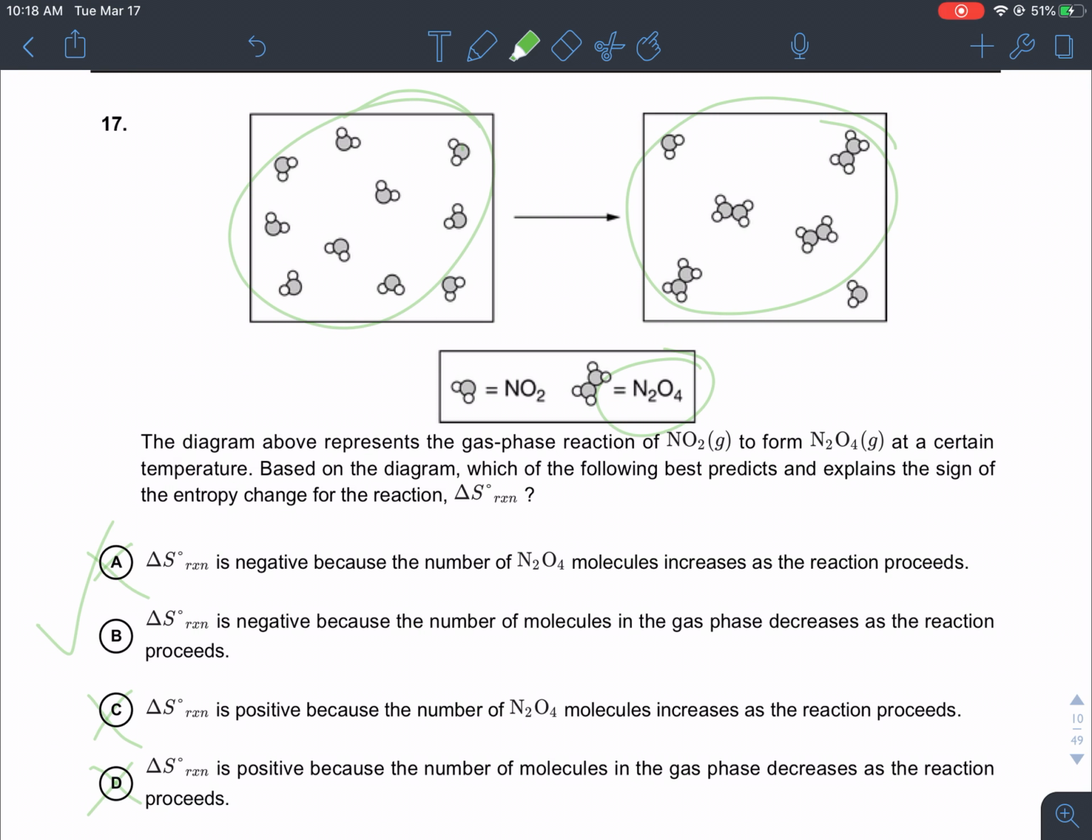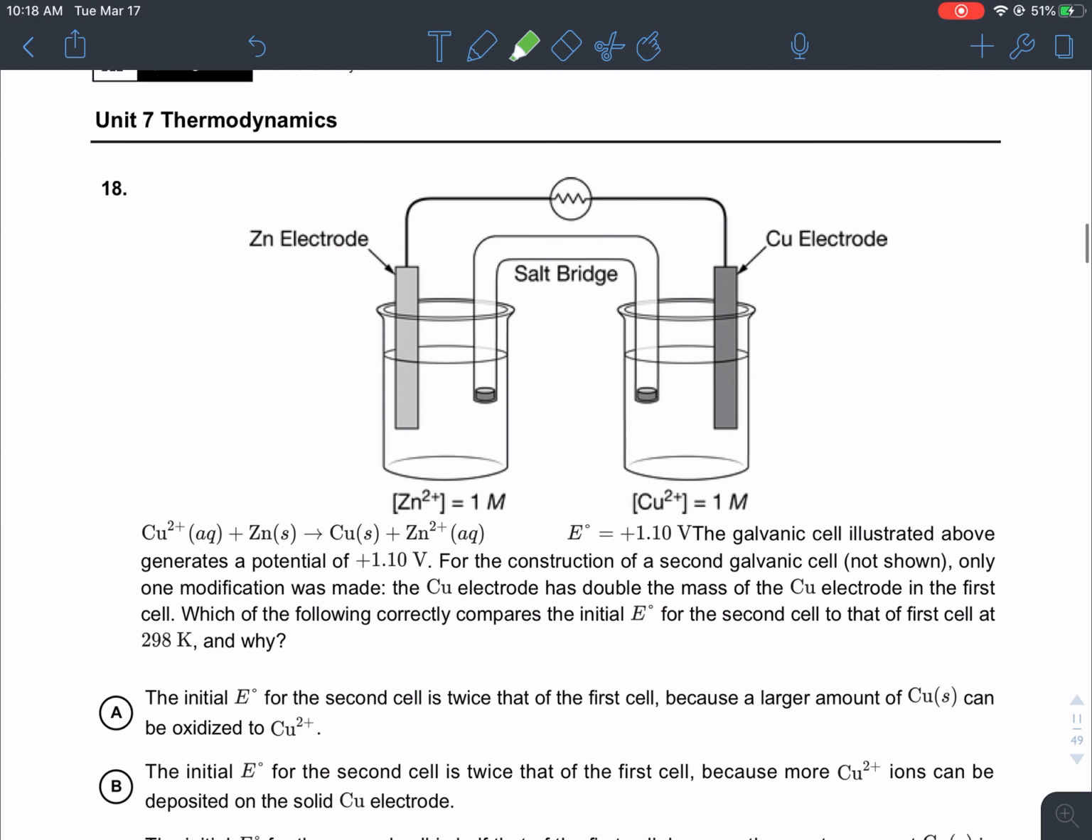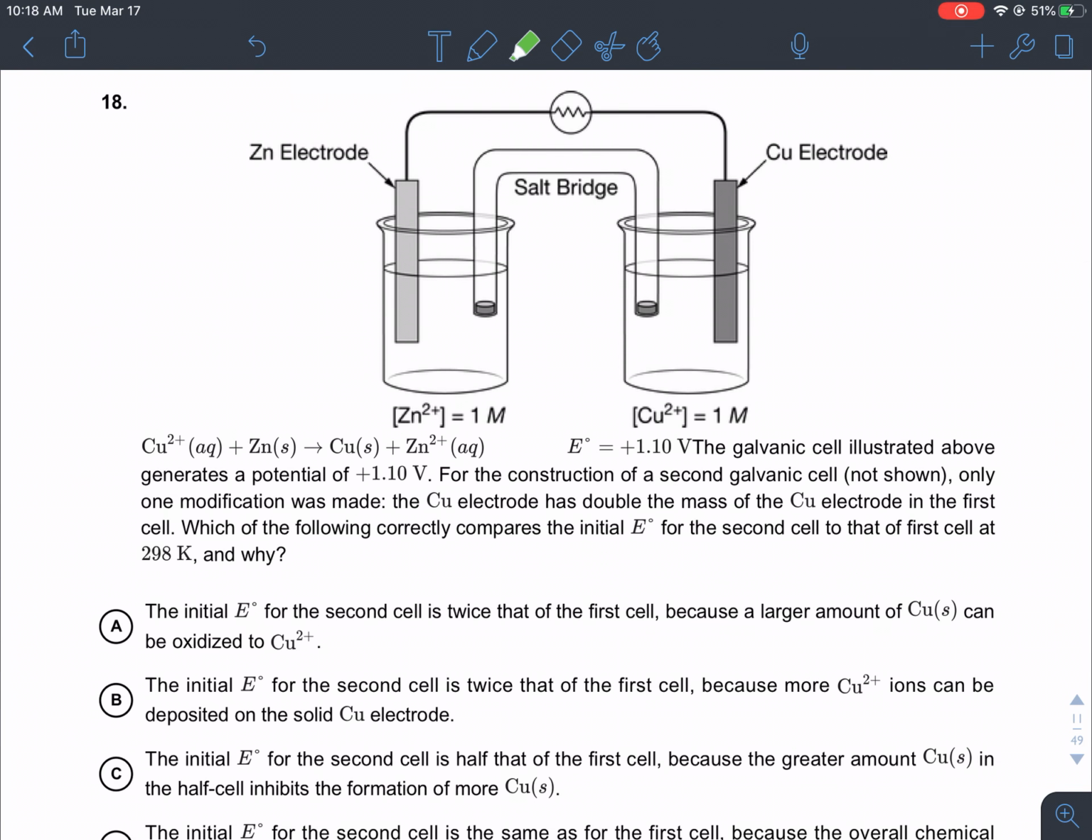All right, number 18. If you need a review on the galvanic cell, I did a review on that in a separate video. Please check it out. But here you go: Cu plus Zn. This is the most famous battery of all time. The E cell is 1.10. This is a galvanic cell. The reason I know it's a galvanic cell is that there is a salt bridge. That's the biggest thing. The cell above generates 1.1 volts.